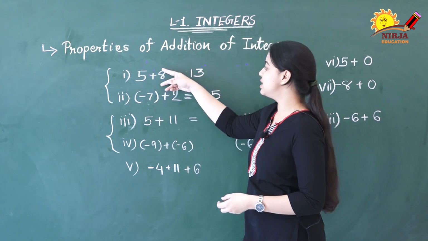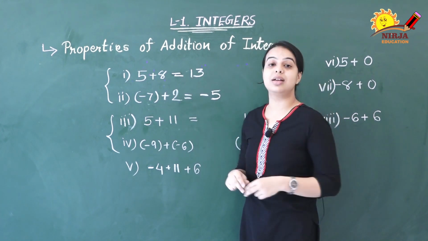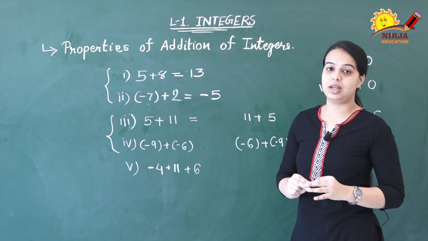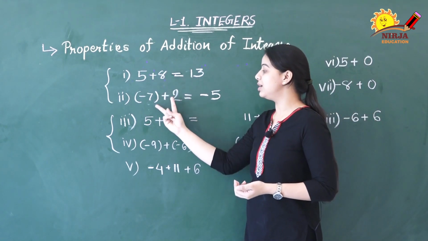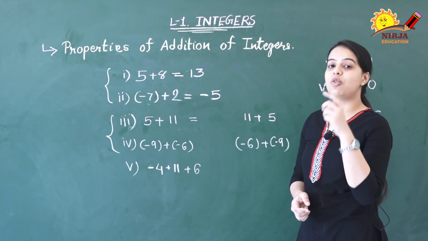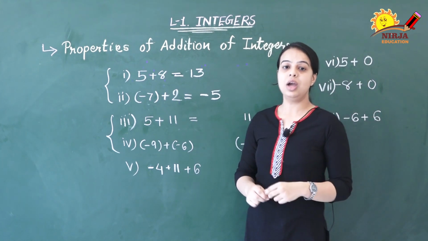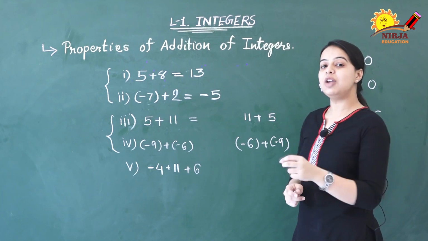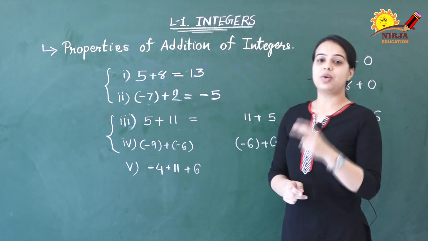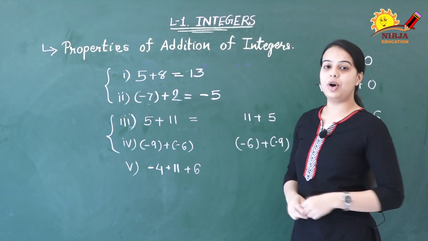If you have noticed, whenever we add two integers, we get an integer as the answer, no matter whether it is positive or negative. When we add two integers, the result will always be an integer, and this is your first property of addition, which you can name the closure property. What do we mean by closure property? If a and b are any two integers and we add them, then the result will always be an integer.